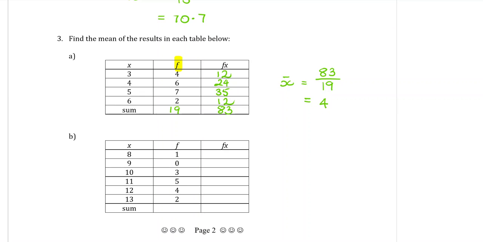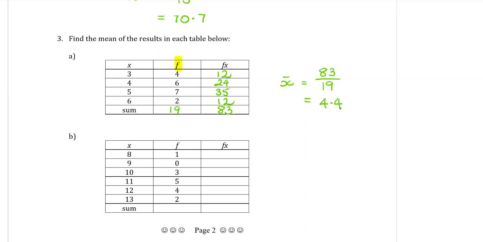Correct. To find the fx column, you're timesing the score times the frequency to get the number on the end. And then you add the frequency column, you add the fx column, and then it's these two boxes down the bottom. You do that divided by that one to get the mean. All right, so let's do it again.